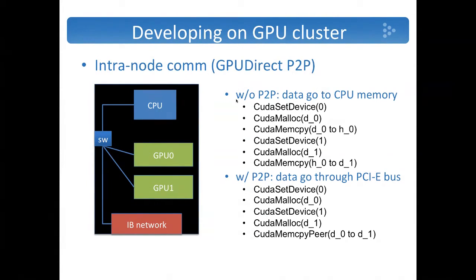We usually have 2 or more GPUs in the node. If we want to transfer data between these GPUs, for example, from 0 to 1, we have to copy the data to host memory first. That means we copy the data from device 0 to host, and then we copy the data from host to device 1. In this situation, all the data go to the CPU memory. If we use GPU direct P2P technology, the data go through PCIe bus directly. All we have to do is malloc the data on different devices and transfer them through a function named CUDA-mem copy peer.